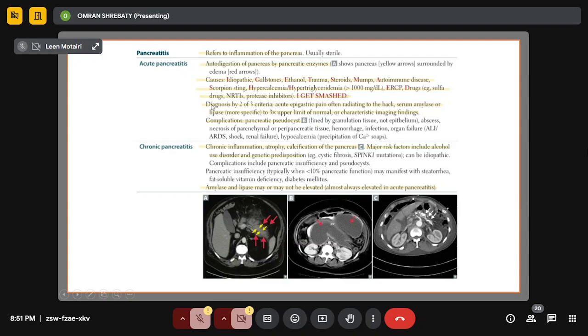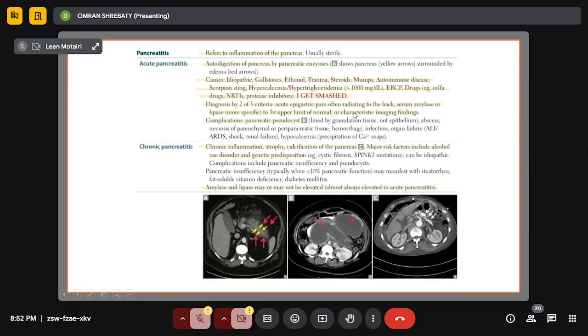Okay, for the diagnosis, we should meet 2 out of those 3 criteria. One of them is the acute epigastric pain, often radiating to the back, as I already mentioned. Also the serum amylase and lipase, and the lipase is more specific than the amylase. Why? Because amylase is also secreted by the salivary glands, while lipase is only for what? Only for the pancreas. All of them are going to be at least 3 times the upper limit of the normal range. This is also a characteristic of it.